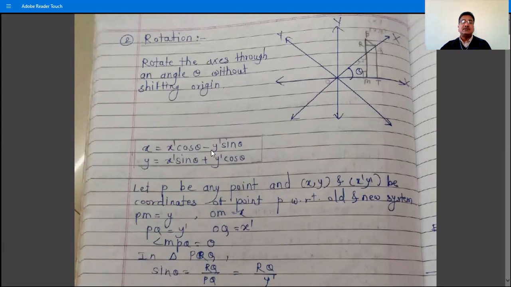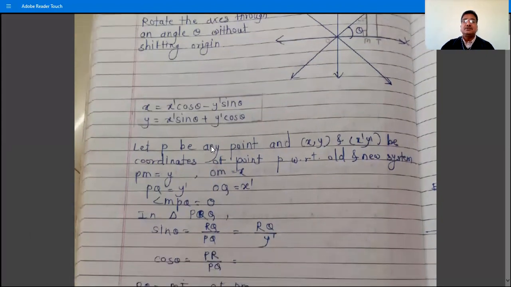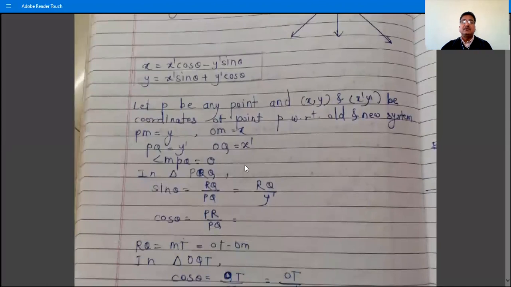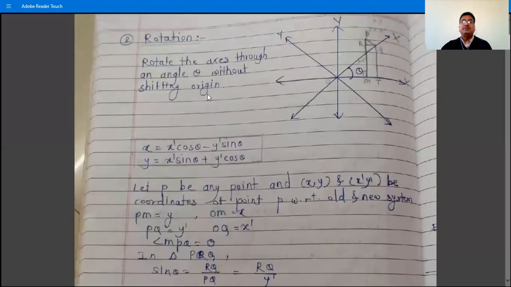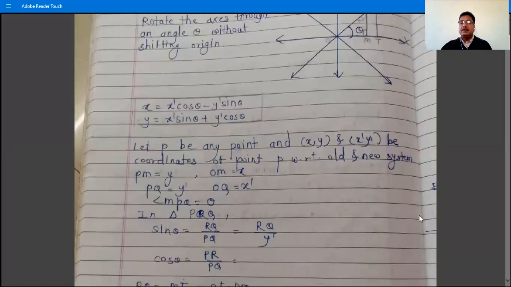x is equal to x dash cos theta minus y dash sin theta, and y is equal to x dash sin theta plus y dash cos theta. So these are the transformation equations if the axes are rotated through an angle theta. This proof is important as far as the exam is concerned, so we will see the proof of these two formulae in the next lecture.